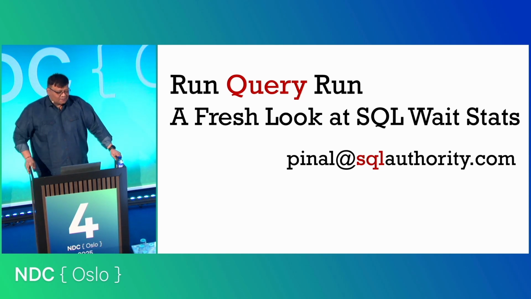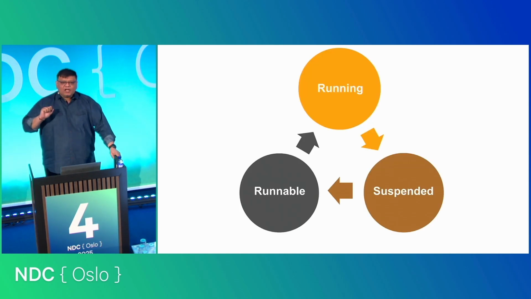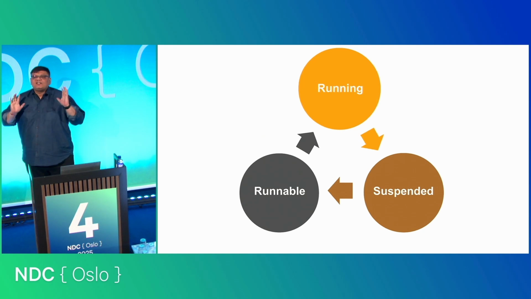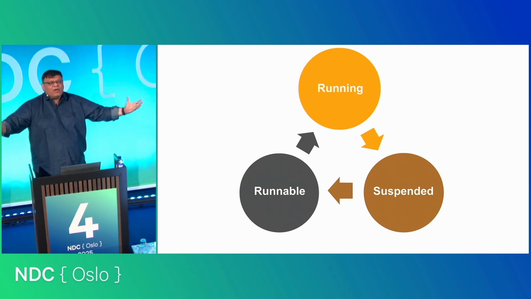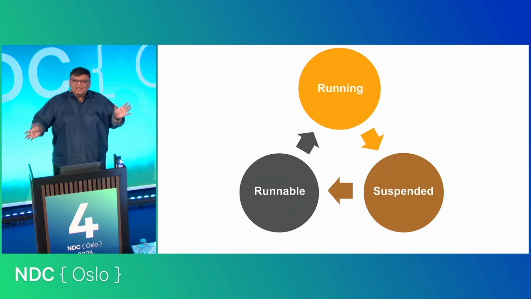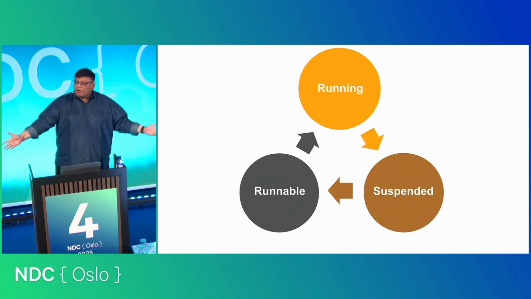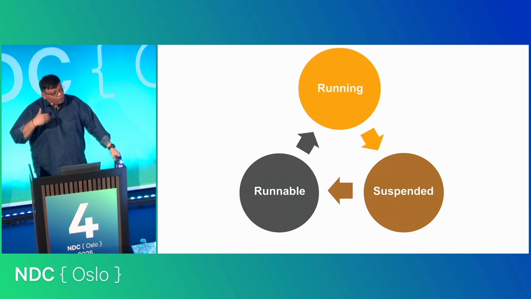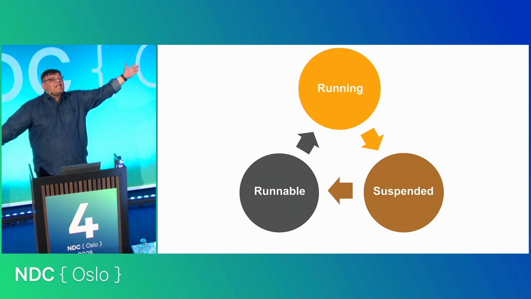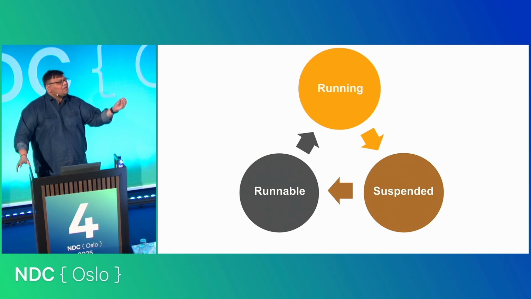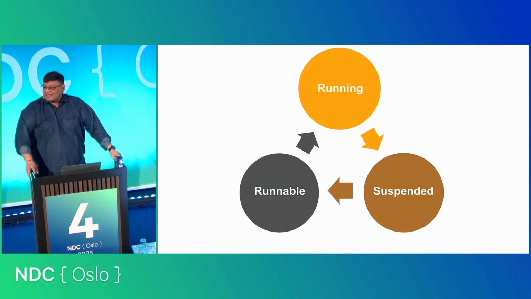So wait statistics. What are wait statistics? For any query, there are three statuses, three situations, or three places the query can be. Either it's running. If it is running, we are happy. That's what we want. But sometimes queries are runnable. Does anybody know what runnable is? Yeah, please attempt. The query which is ready to run, and it has everything it needs, but still one or two things are missing. It's ready to run, but something is missing.